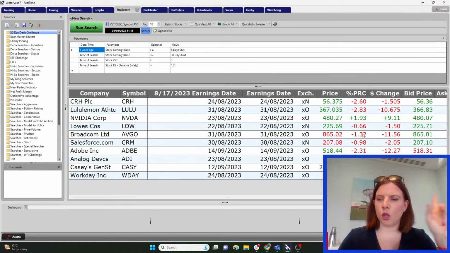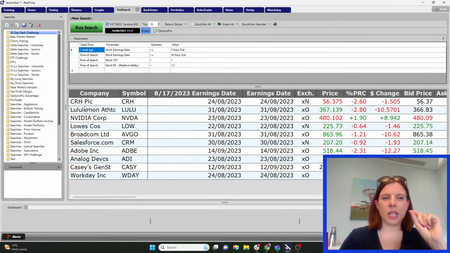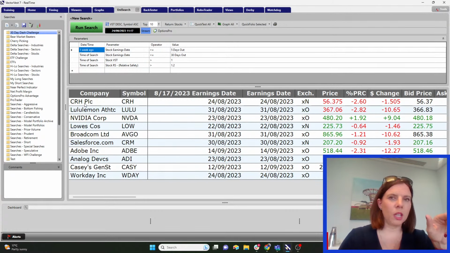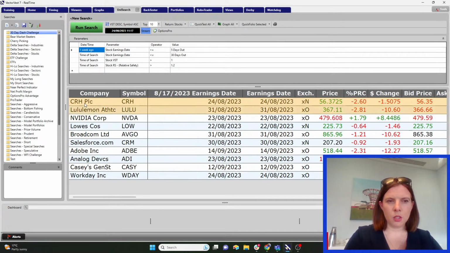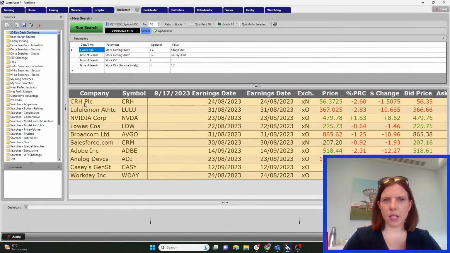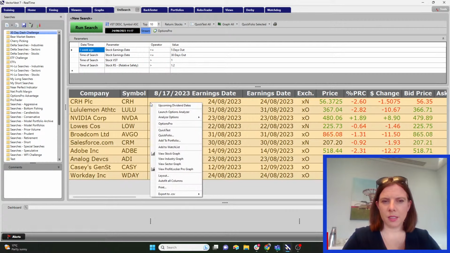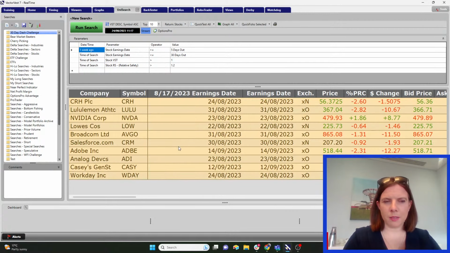but what I would like to do is go back and look a week ago and see how we were doing. So if we were to take this list, because this was a week ago, let's see how the stocks would have performed then. Here's what I would do. I'm going to highlight them all. Okay, highlight them all. I'm going to right click. I'm going to add to watch list.